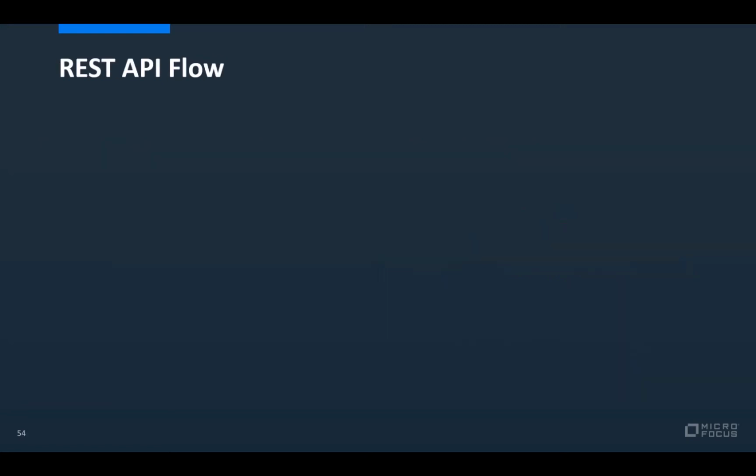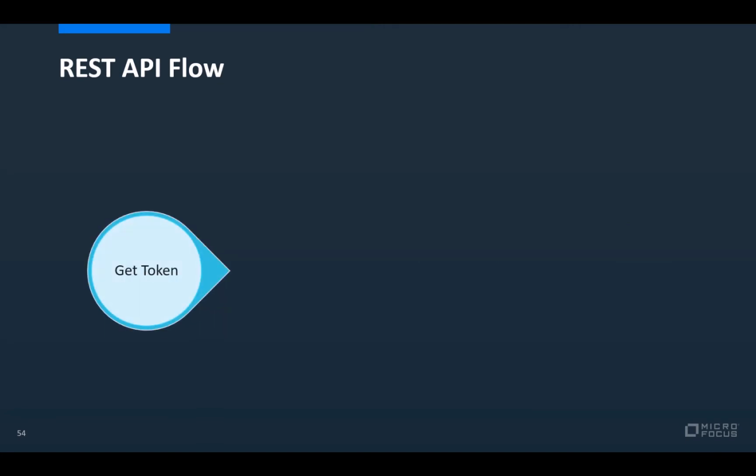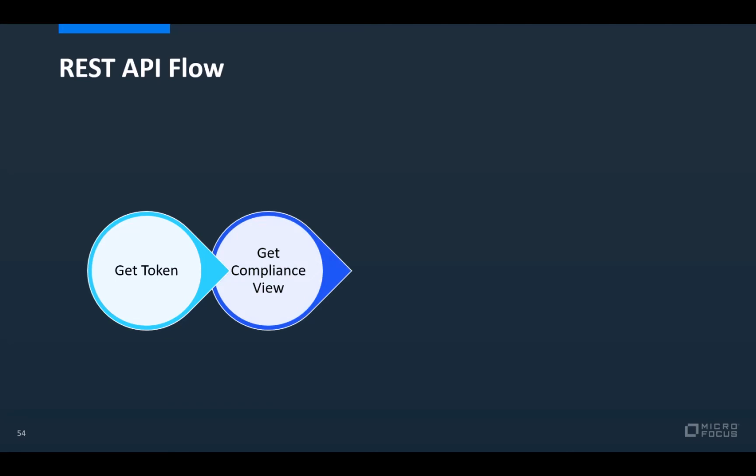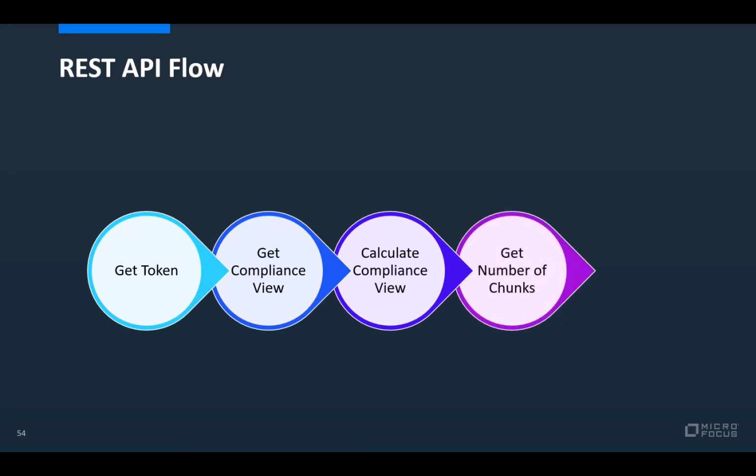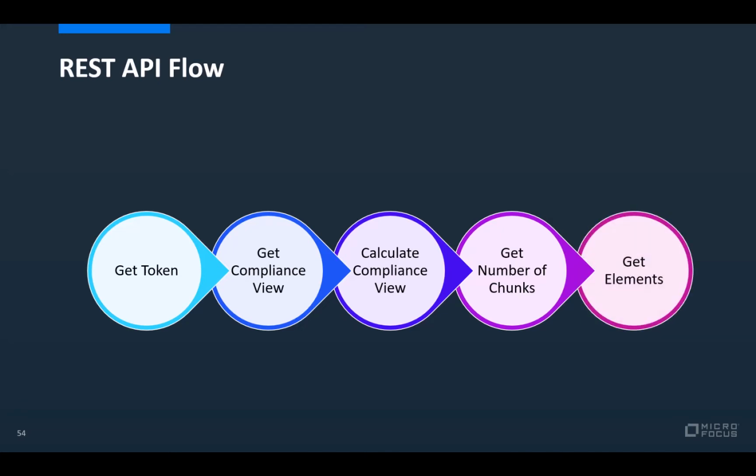Let's take a look at the REST API flow. How do I get a compliance view to generate? Well, the first thing you need to do is get a token. That means you have to authenticate with UCMDB. Next, we're going to get a compliance view or a list of compliance views, and then pick a specific compliance view. We'll then calculate that compliance view. We'll get the number of chunks based on the result of the calculation of the compliance view, and then we'll get elements in each chunk.